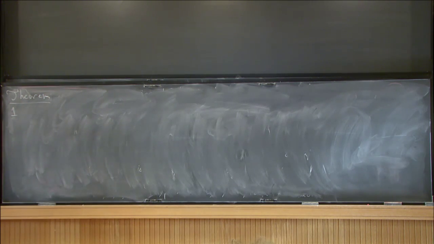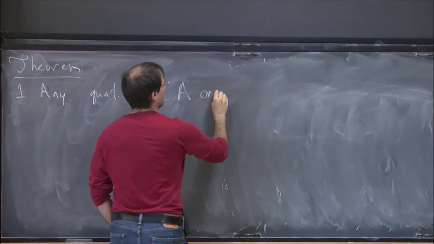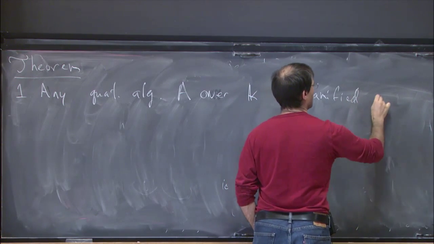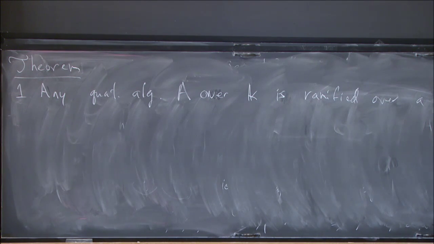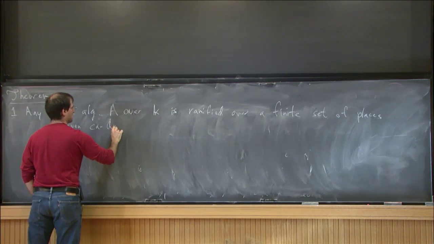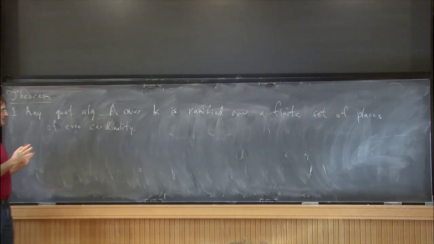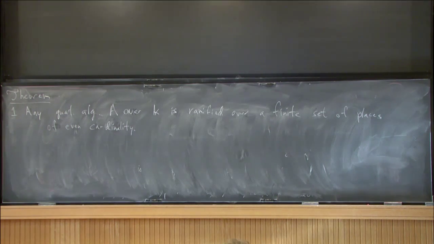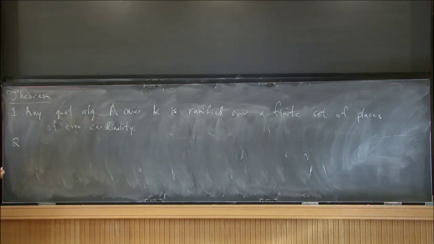Well, there's two parts. So first, any quaternion algebra A over K is ramified over a finite set of places of even cardinality. So if you take all the places where it is ramified, there are finitely many places, and the number of places where it's ramified is even. And I should say, by the way, for the embedding into the complex numbers, you also have its complex conjugation, but they're the same place because they give you the same absolute value. But those will never be ramified anyway.